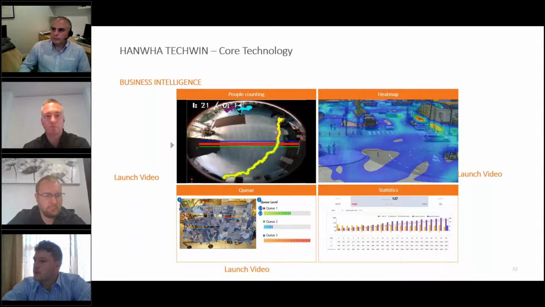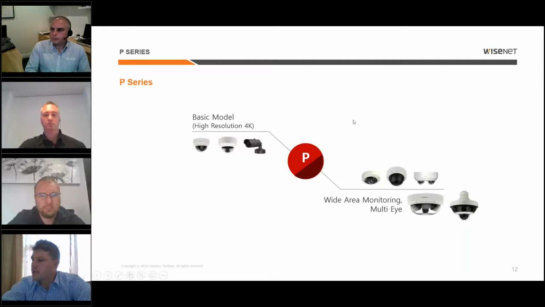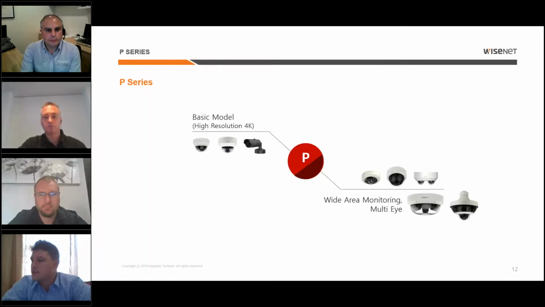Going towards the P series now. So P series is quite different in the fact that it has the higher resolution type sensors. So this is more 4K resolution type cameras, so single sensors with 4K, as well as multiple lens options or multi-sensor cameras. So any combination type camera like a panoramic, multi-sensor with PTZ combination, those type of cameras you will find on the P series.